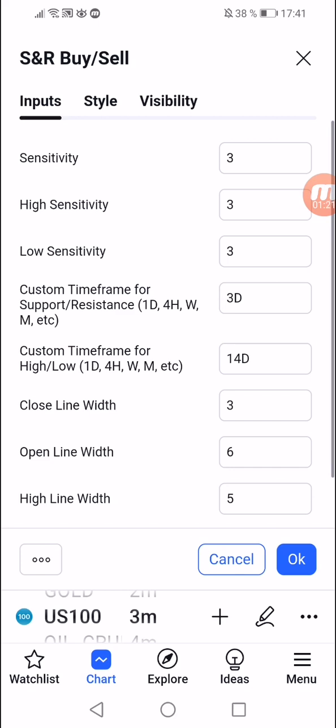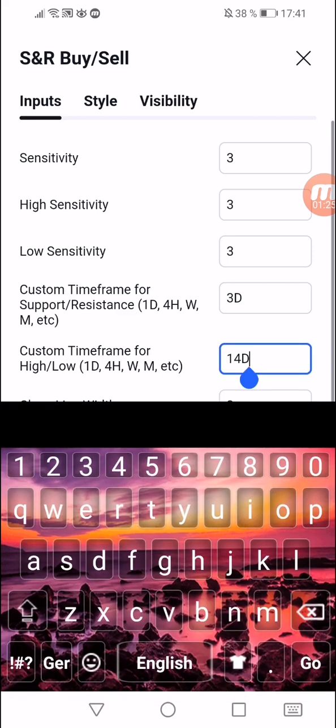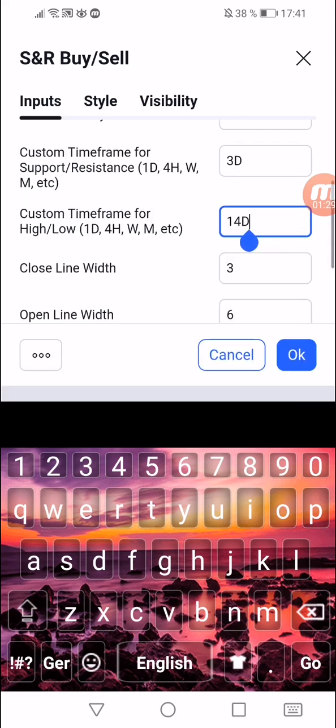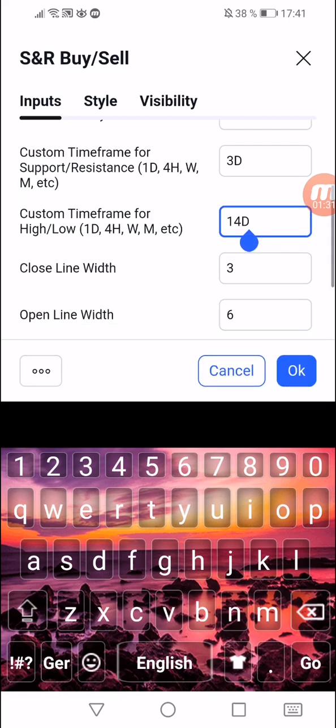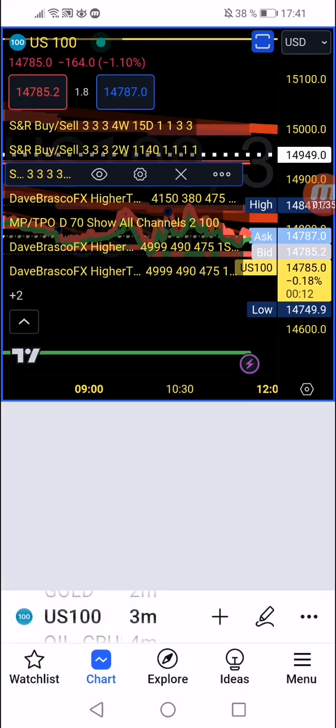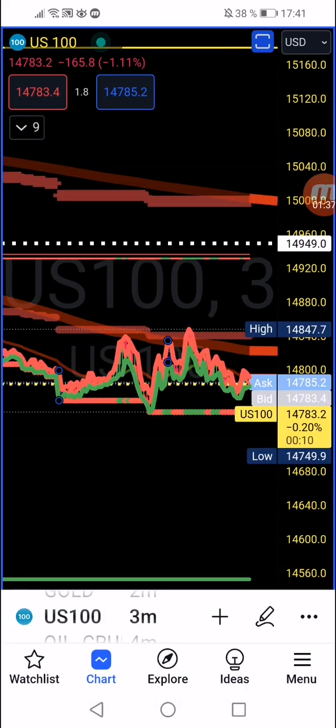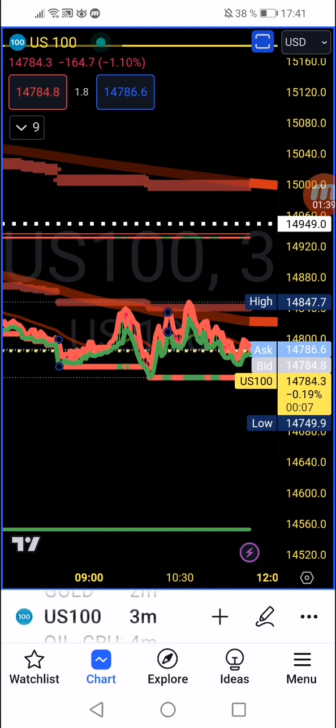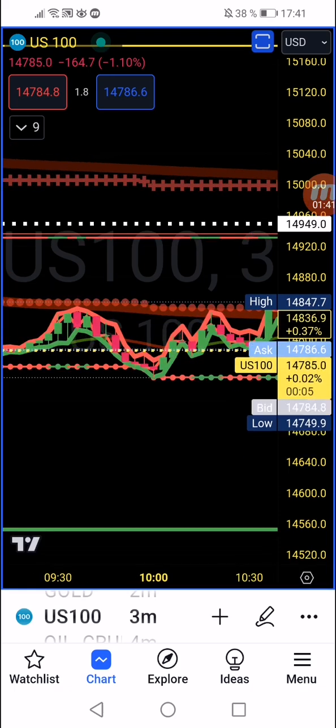So you go here and custom time frame for high and low, where you see here this one, all right, 40D. You press on OK, you come back and it instantly is showing the market. How can you interpret it?